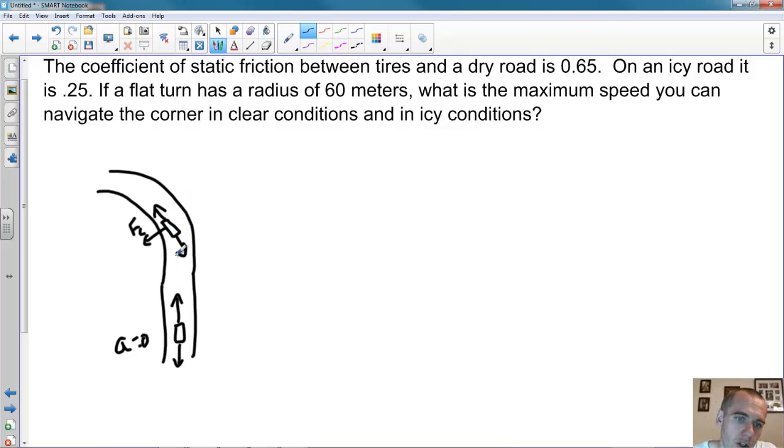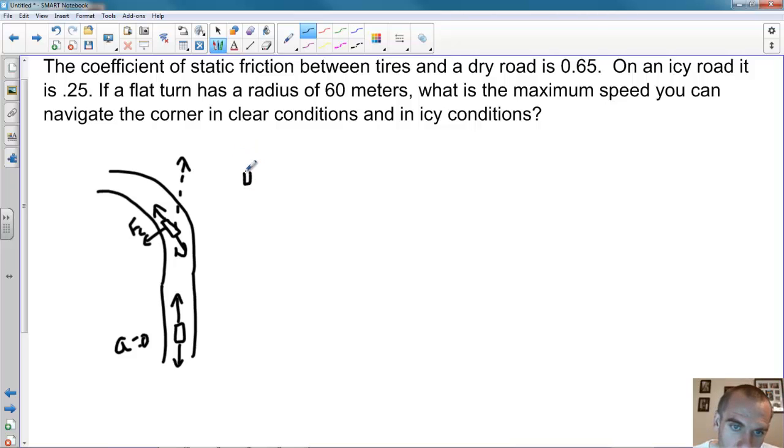Remember, inertia wants to keep the car going straight. It wants to go this way. The force that opposes motion is friction, so friction opposes that, and it actually turns the car into the corner. So if there's no friction, we can't turn this corner. And depending on how big the friction is, we're going to have different speeds at which we can navigate this corner.